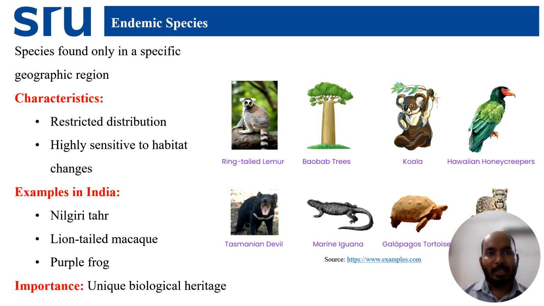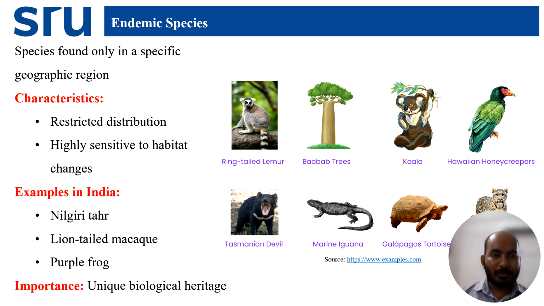The next one is endemic species. These are found only in specific geographic regions. They have restricted distribution and are highly sensitive to habitat changes. Examples in India are the Nilgiri tahr, lion-tailed macaw, and purple frog.